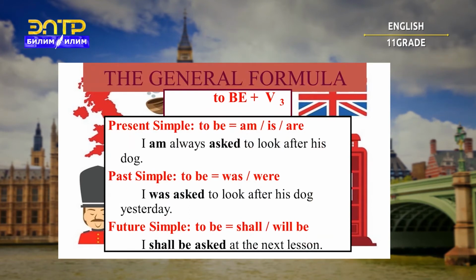The general formula: to be plus verb in third form. Present simple, to be: am, is, are. For example, I'm always asked to look after his dog. Past simple, to be: was, were. For example, I was asked to look after his dog yesterday. Future simple, to be: shall or will be. For example, I shall be asked at the next lesson.